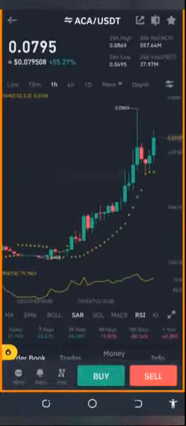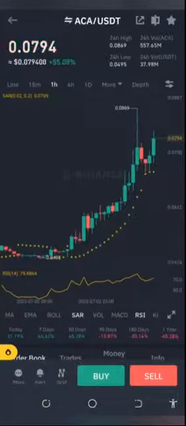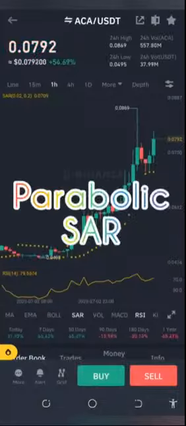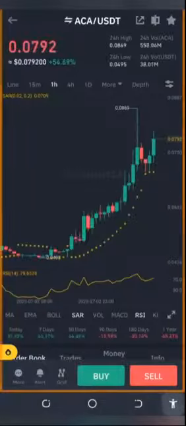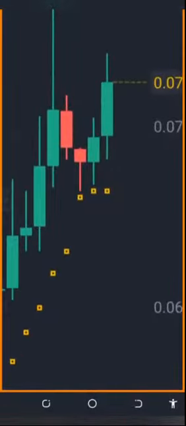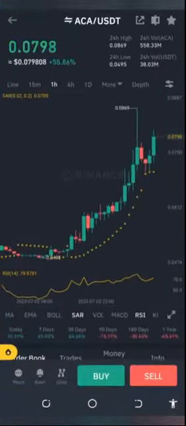So we just were able to catch it. And look at the parabolic SAR. Look at the parabolic SAR. Oh my gosh, see how it has gone all the way up, pushing it up. That shows the momentum.